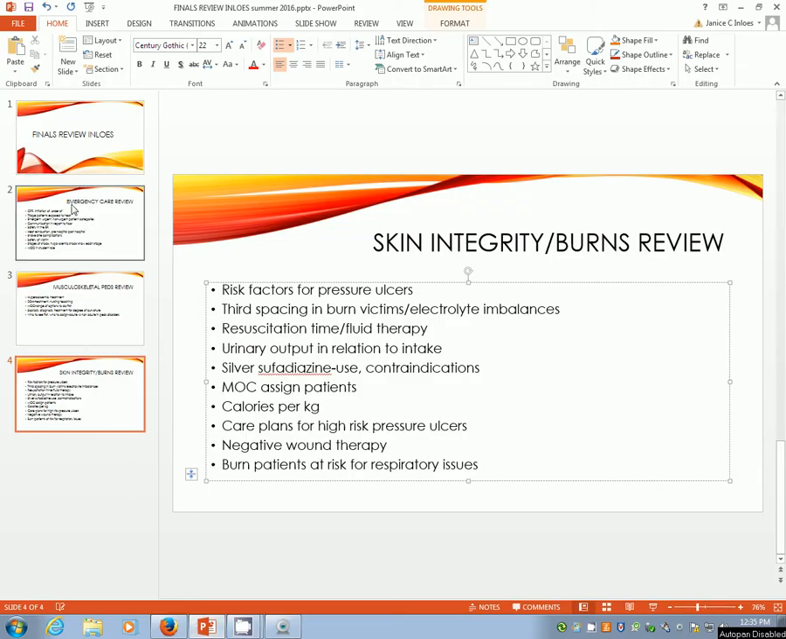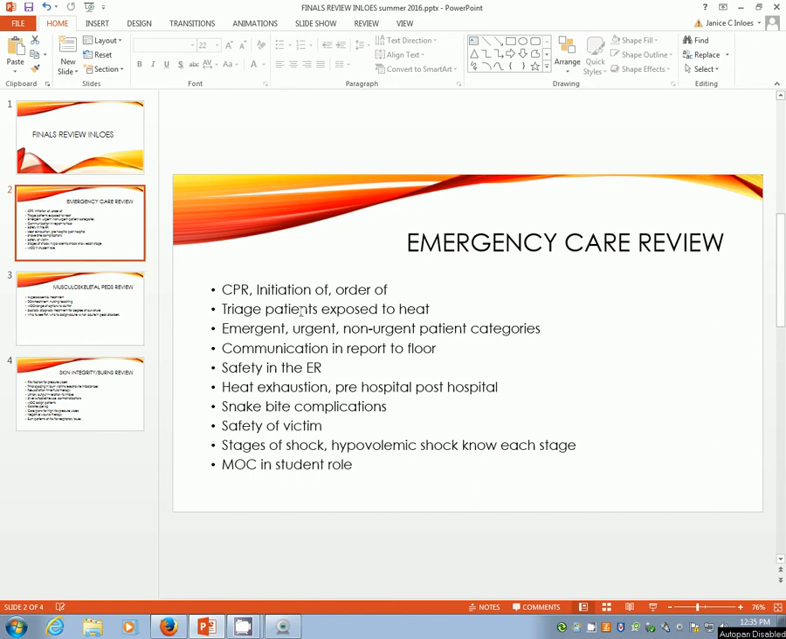I like to do these in PowerPoint so I can divide them up and kind of look at them as we go. Emergency care review. Everybody knows how to do your CPR, what you should do first. It's also in your book. So your CPR, just know how to initiate it. You're not going to go over there and just start doing chest compressions, right? You're going to check for responsiveness. And so the order that you would do CPR, be sure you know that.